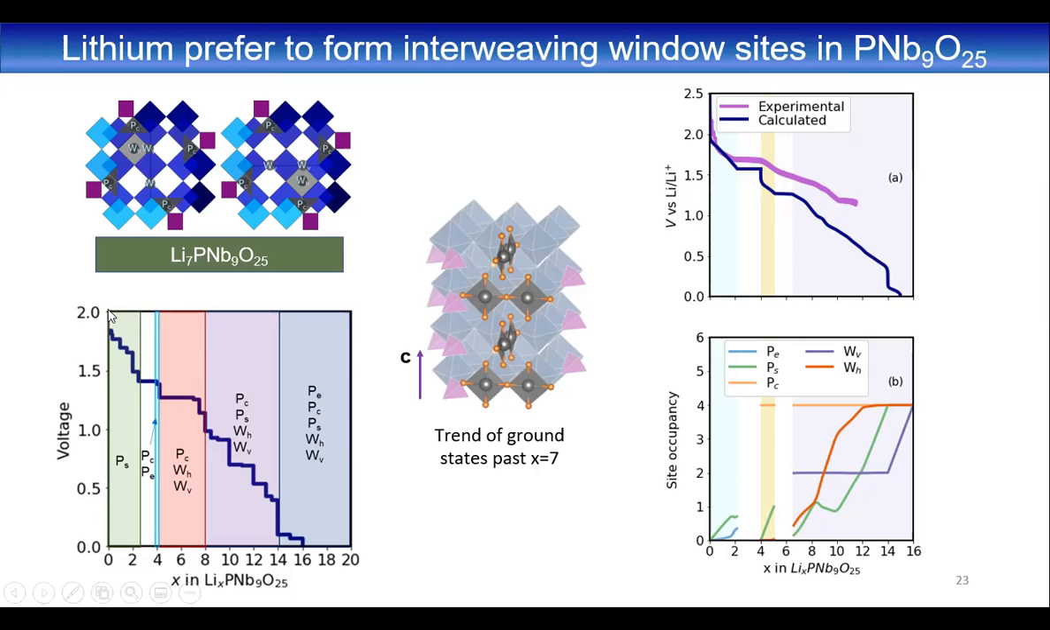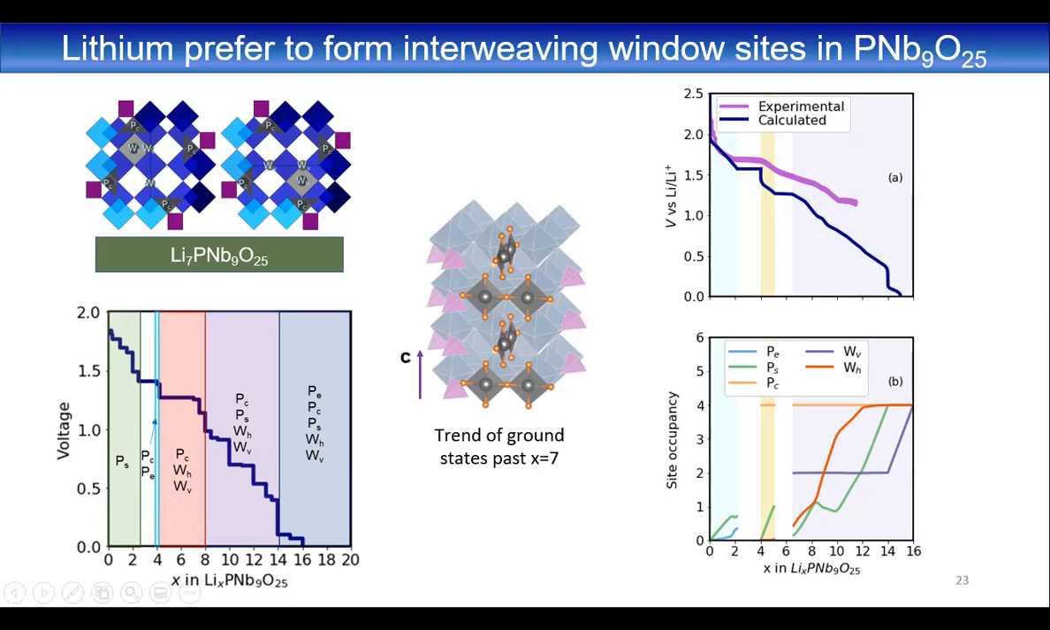In addition, I did calculations with all of these different orderings, and I found that particular orderings with particular sites are stable at different composition regions. So when I'm at low compositions, pyramidal sites are more stable. At higher compositions, you start to see a mixture of these sites.